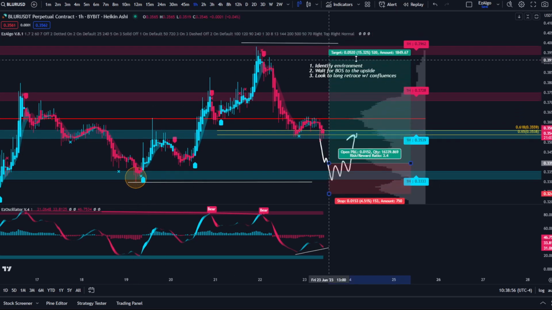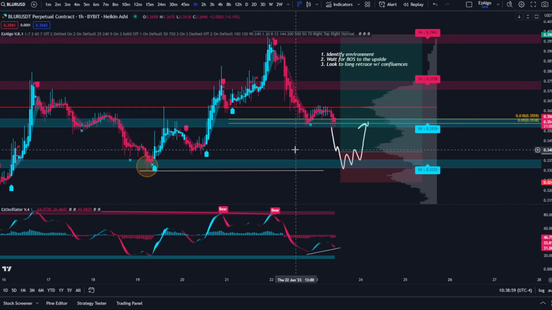And again, you'd be targeting the structure high. Now, ideally, you want to go down to a lower time frame and wait for some bottom formations or bullish signals on EzAlgo to enter the trade.